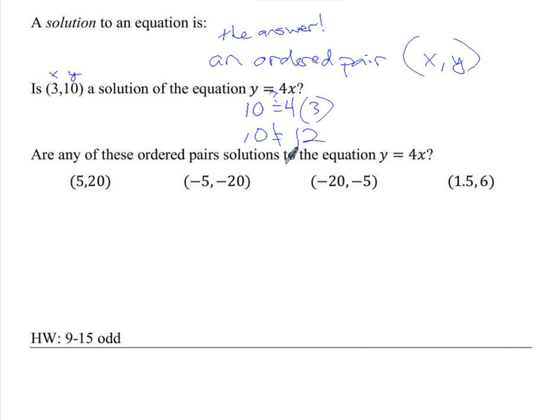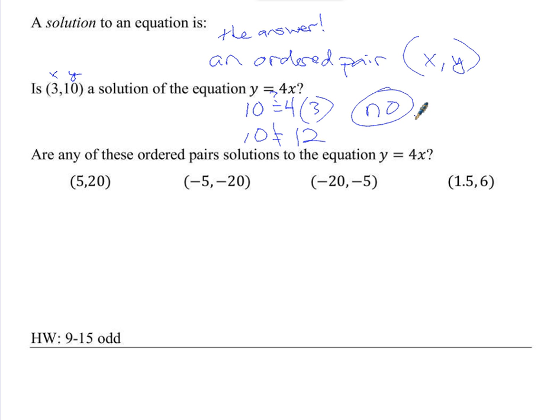Good. And I should probably answer the question now. The answer is no, because the question says, is this a solution? So the answer is no. Okay? This is showing your work. If it said explain, this would be your explanation right here. That's showing your work. And then the answer, though, that we're looking for is no.